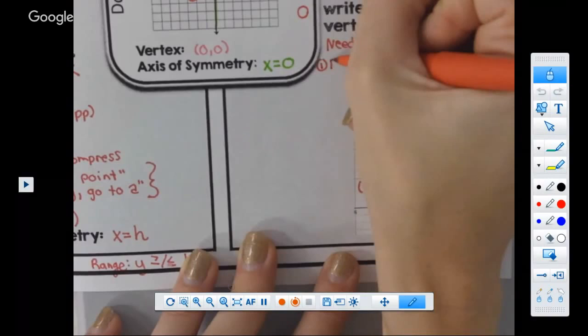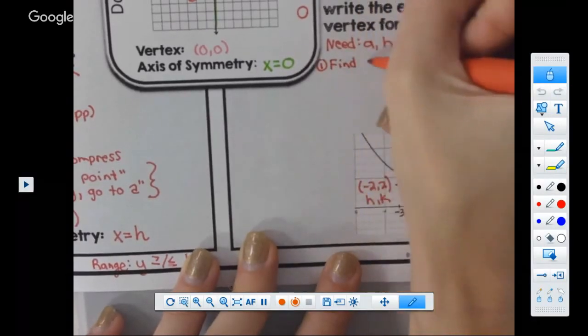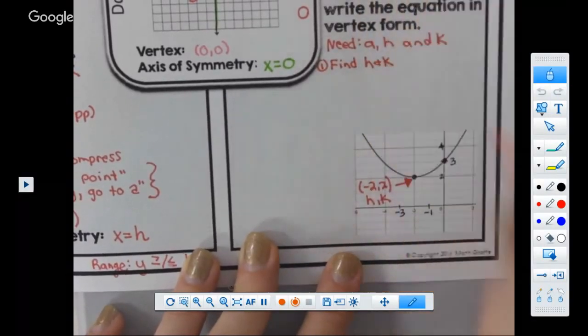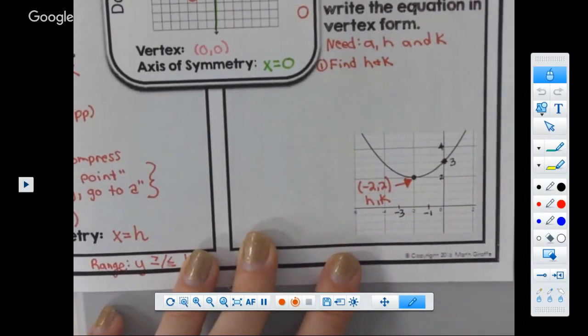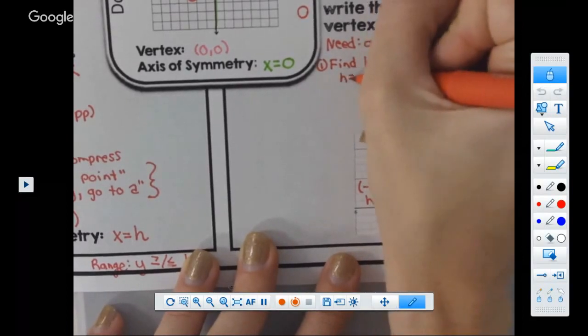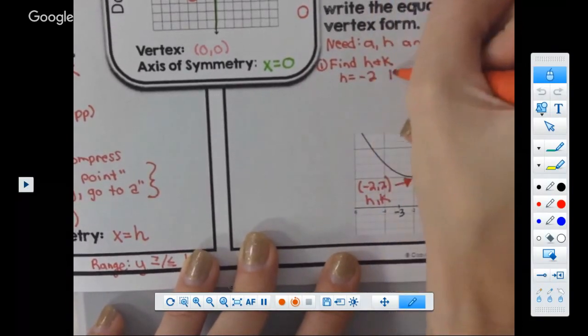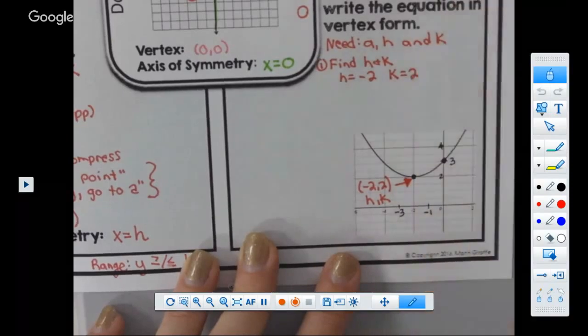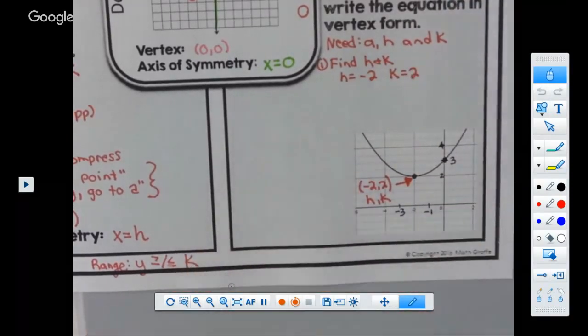The first thing that we did is we found h and k. Okay, for this problem, what is h? And k is +2. We have 2 of the 3 pieces.